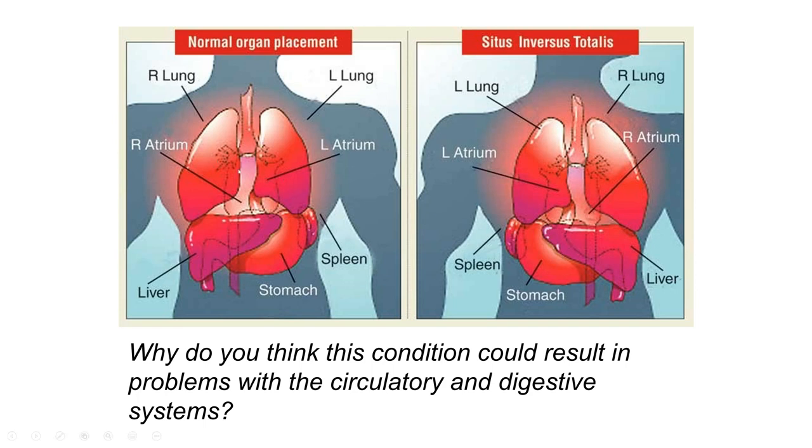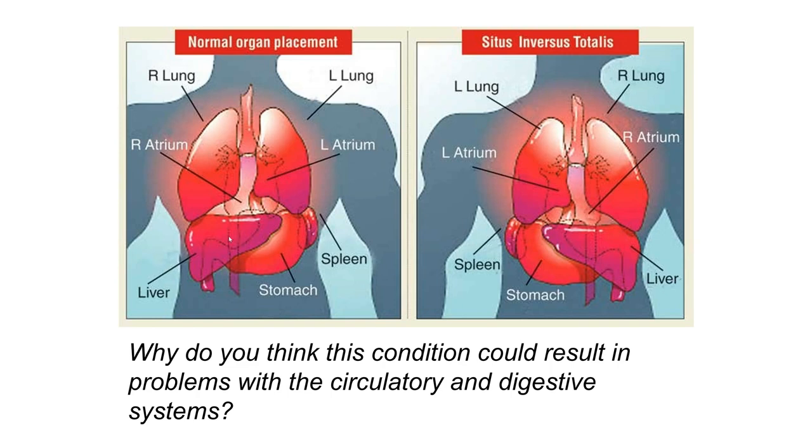So instead of your heart being more to your left, your heart is more to your right. Your major organs, liver and stomach and spleen, are flipped. Your intestines are rotated backwards as well. Why do you think this condition can result in problems with the circulatory and digestive systems?